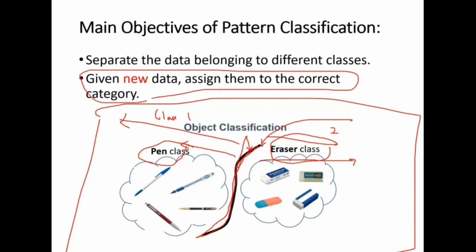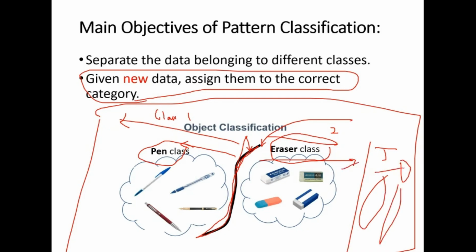Say something new is now shown to the machine along with these 2 classes. Suppose the machine has learned the pen class and the eraser class, and suppose I want to add a new tube light class. Then there are some tubes appearing here. Your machine must be able to understand that these are tubes, these are erasers, and these are pens. So your machine must be able to do all this.